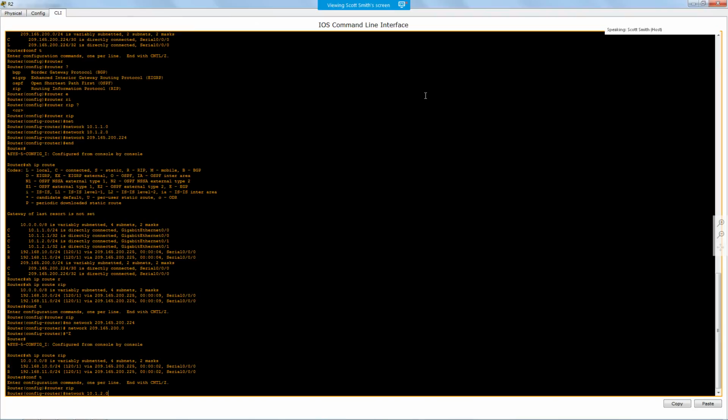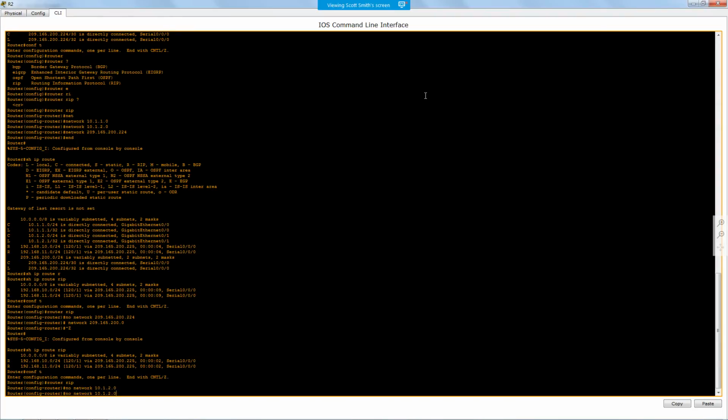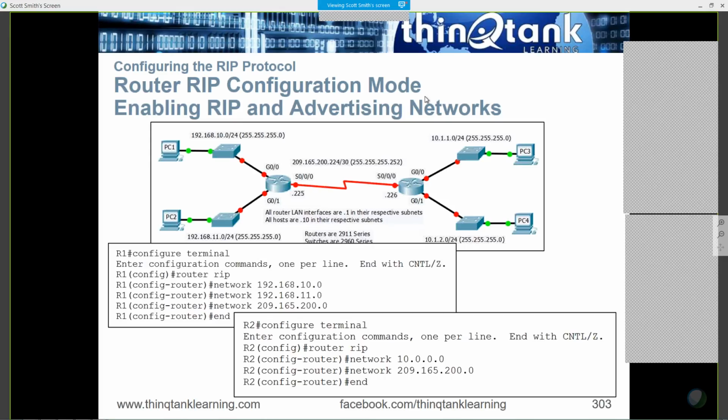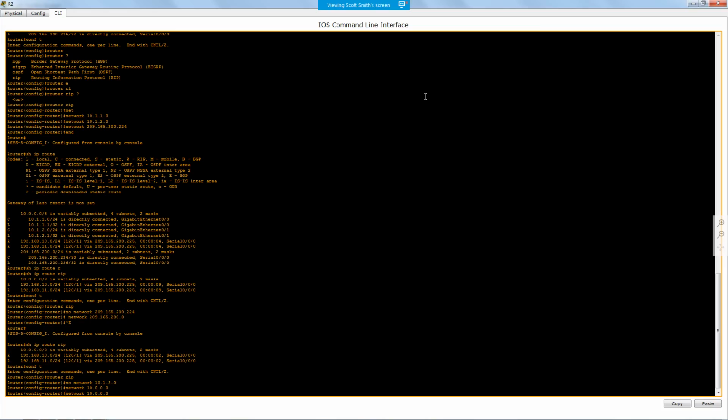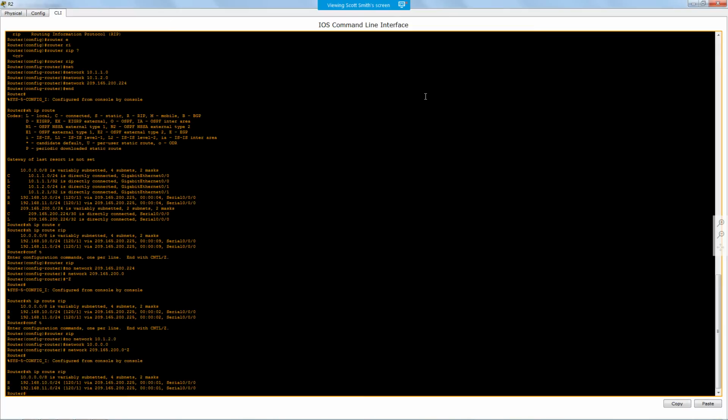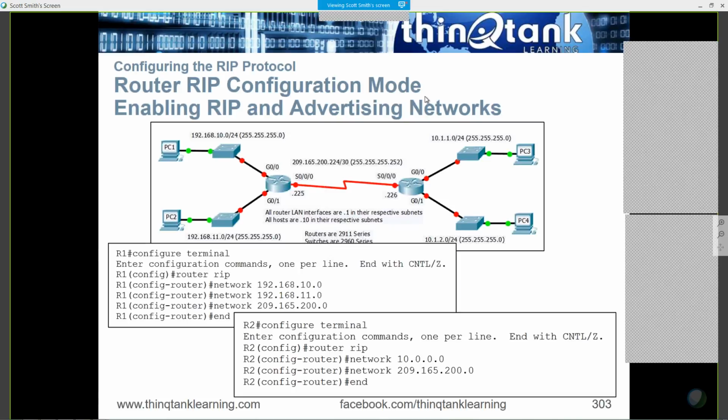By the way, EIGRP, you can do it exactly the same way. Classful network statements, router EIGRP. The only difference is you pick an autonomous system number. So even though EIGRP is a very complex routing protocol, implementation is relatively simple. Of course, I'm going to teach you all of the advanced stuff as well, so you're going to learn a lot more. But there are a few problems with this implementation. All right, so we're going to break that down.